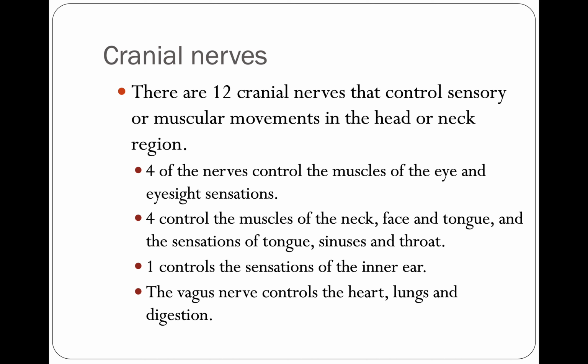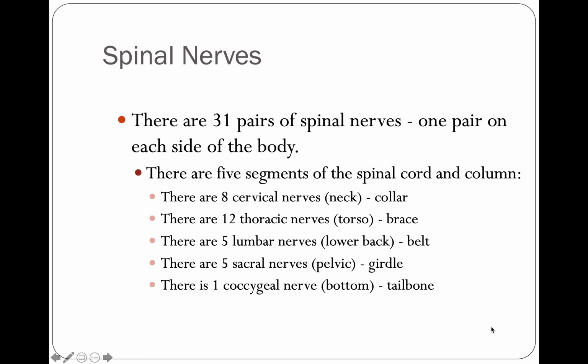One controls the sensations of the inner ear. The vagus nerve controls the heart, lungs, and your digestive system. And these are your 12 cranial nerves. There are 31 pairs of spinal nerves, one pair on each side of the body. There are 5 segments of the spinal cord and column.